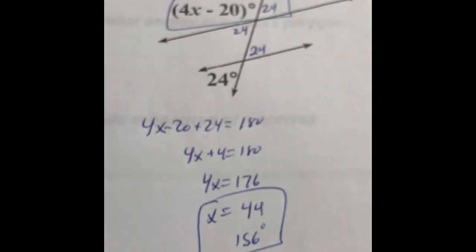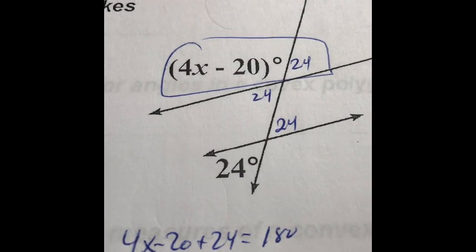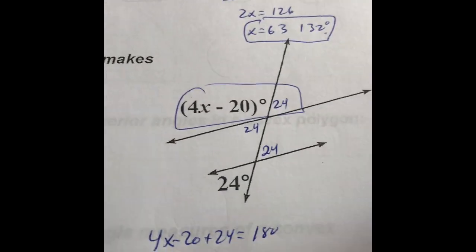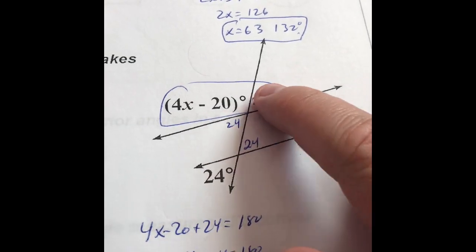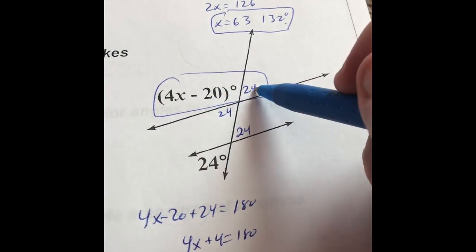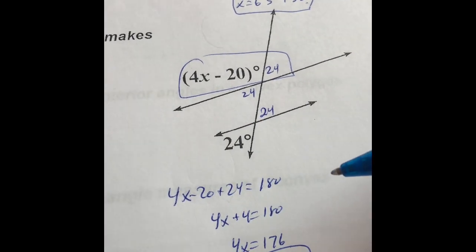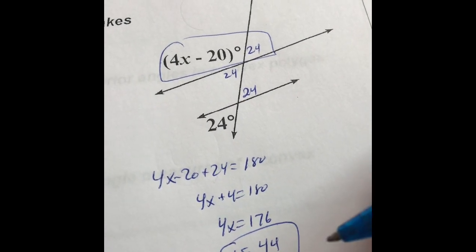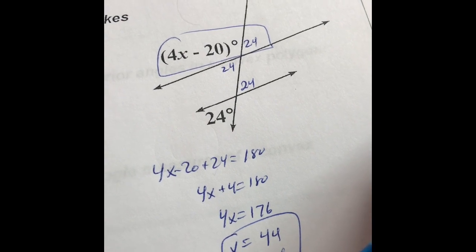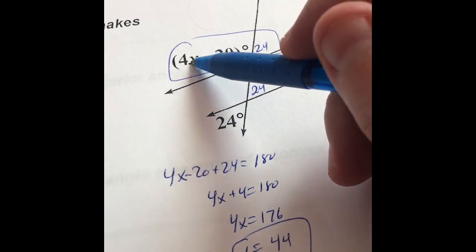Pause the video. All right, so what I would do is I would put the 24 into the spots where they all belong. So 24, 24, 24, 24. These two angles have to add up to 180. So 4x minus 20 plus 24 makes 180. Solve for x. You're going to get 44 for x, which is 156 degrees when you plug 44 into x.